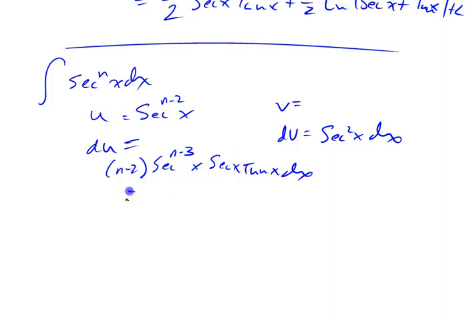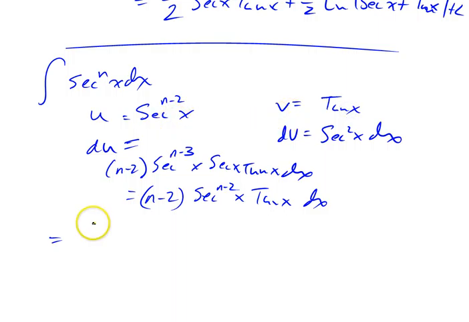These two are going to get together to be secant to the n minus 3 times secant of x, so that's just secant to the n minus 2 x times tangent x dx. So I started with u and dv, so I end up with u times v. Whoops, I never figured out what v is, right? But that's just the integral of secant x, which is tan x.